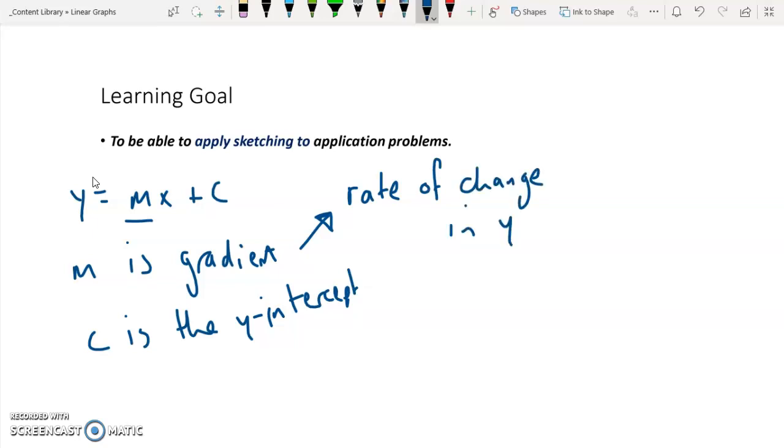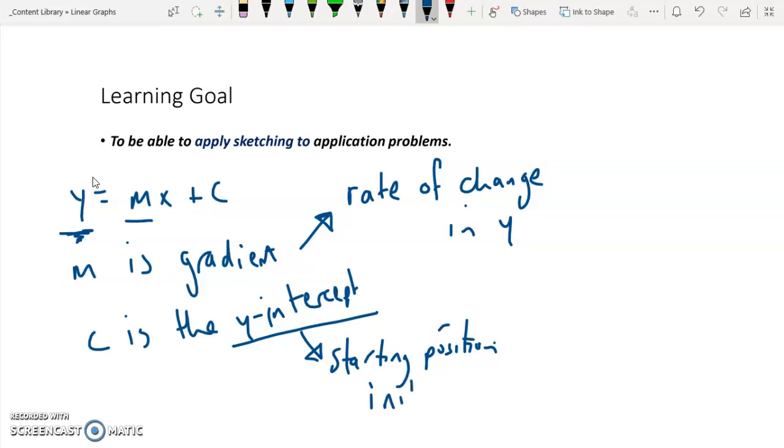in y. Okay, so in this case we have a y. Now that might change today because we're doing application, so we might not have a y, we might have a different variable, but it's still the rate of change of one variable with respect to another. And then the y-intercept, that was important because this was our starting position, or another term, initial position.